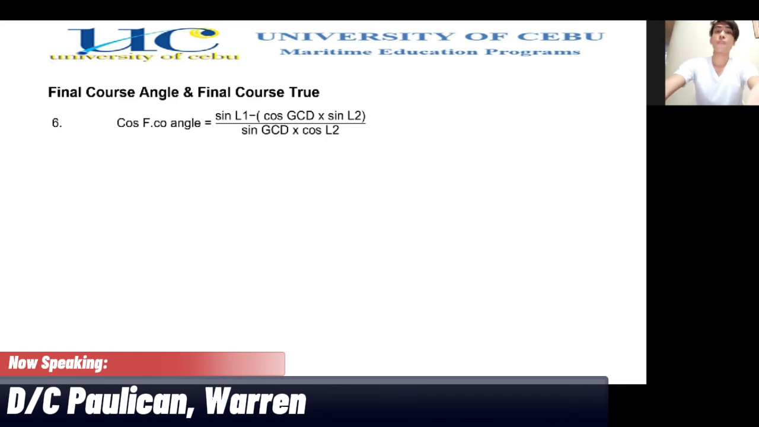In getting the final course angle, we will use the formula: cos final course angle equals sine latitude 1 minus open parenthesis cos great circle distance times sine latitude 2 close parenthesis divided by sine great circle distance times cos latitude 2.